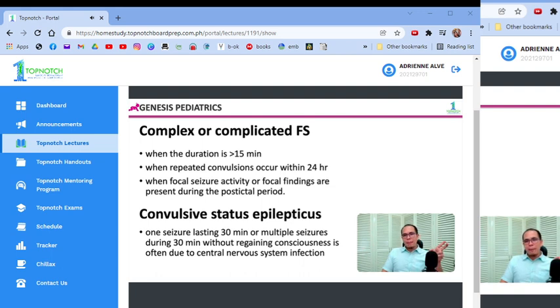Any of those. So, yung BFC, dapat all. Ang CFC, any, okay? So, more than 15 minutes, more than 1 in 24 hours, focal yung seizure niya. After the seizure, meron kang focal deficit, then that is CFC. And the difference is, ang CFC, you have to work it out, okay? You have to do your work up. Baka mamaya, may ibang problema yan.